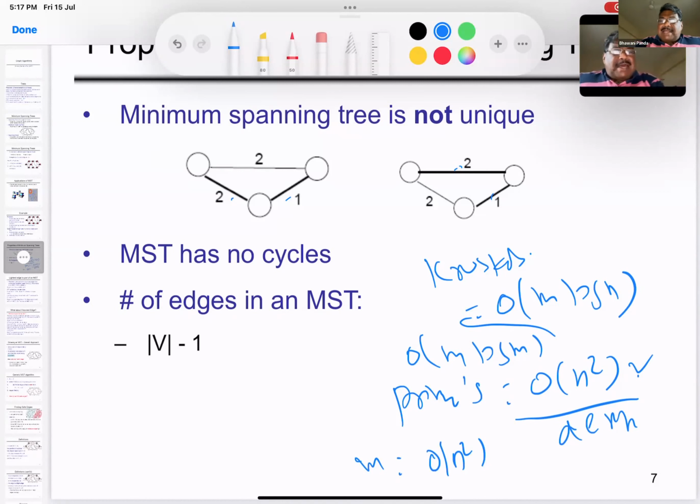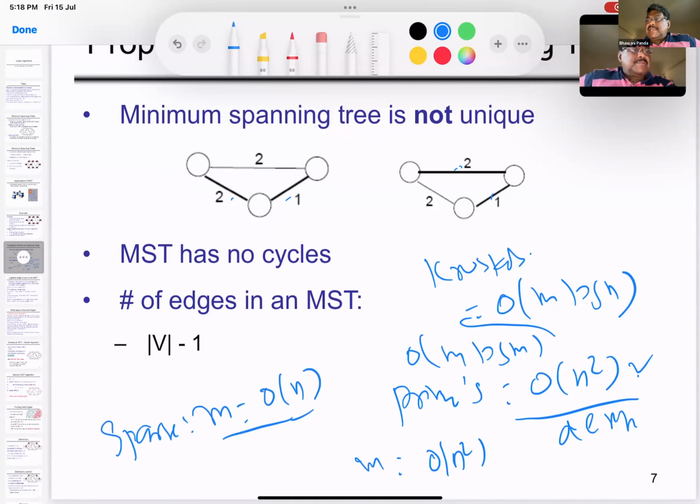But a sparse graph means M is equal to order of N. If that is the case, Kruskal will be N log N, while Prim's will be order of N square. So Kruskal will be better for sparse graphs, and Prim's algorithm will be better for dense graphs. All right. Okay. But there is an important data structure called the heap. With the heap implementation of Prim's algorithm, you can get a better complexity.